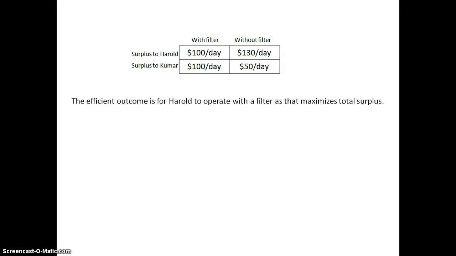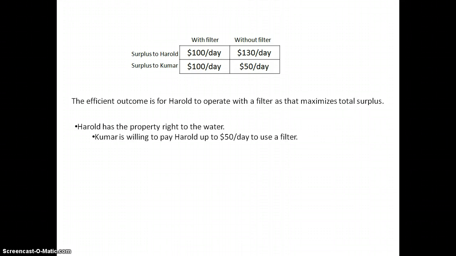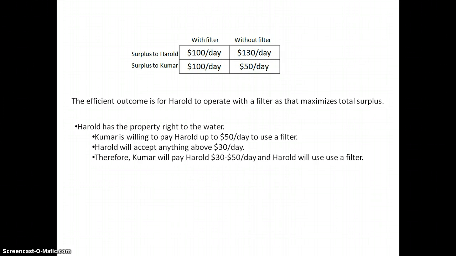to the water. Okay, to see this, first suppose that Harold has the property right to the water. This means he can pollute the water as much or as little as he likes without paying any fees or getting permission from anybody. And in the absence of any agreement, Harold, of course, would not use the filter. However, since Kumar's surplus is $50 a day lower when Harold doesn't use a filter, Kumar is willing to pay Harold up to $50 a day if he uses the filter. From Harold's perspective, it costs him $30 a day to install and use a filter, so he would need at least $30 a day from Kumar. So clearly they can reach an agreement where Kumar pays Harold somewhere between $30 and $50 a day, and Harold would use the filter.